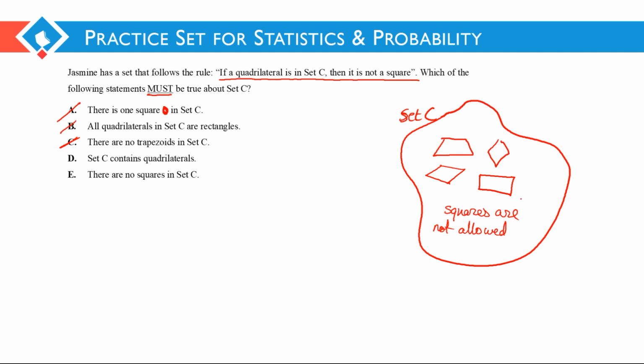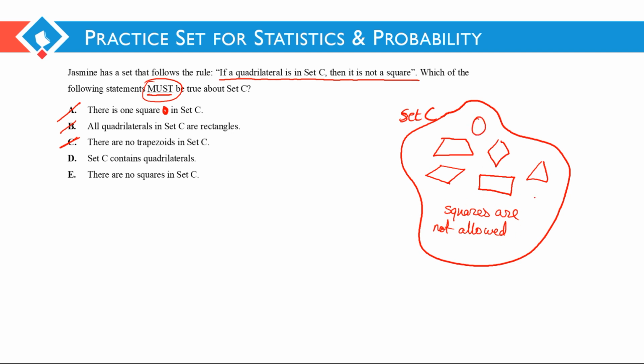Set C contains quadrilaterals. Well, yeah, it can contain quadrilaterals, but it's not asking us what can be true. It's asking us for what must be true, right? Set C must contain quadrilaterals. That's not true. Set C over here can have triangles. There's nothing forbidding a triangle. All we know is that squares are not allowed in here.